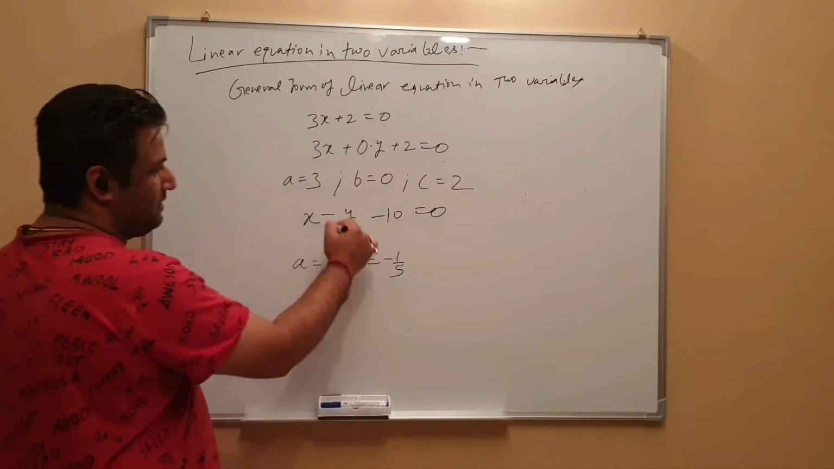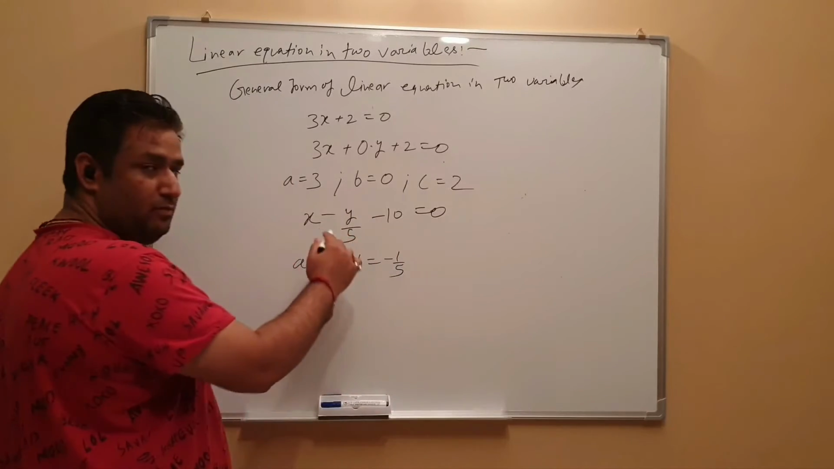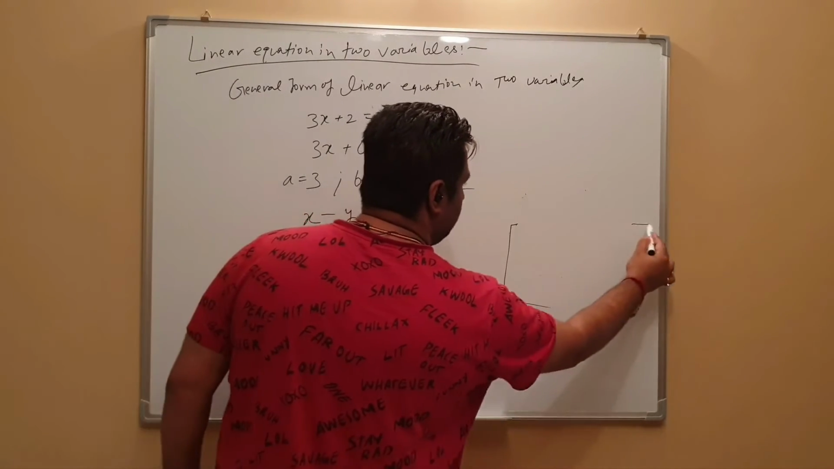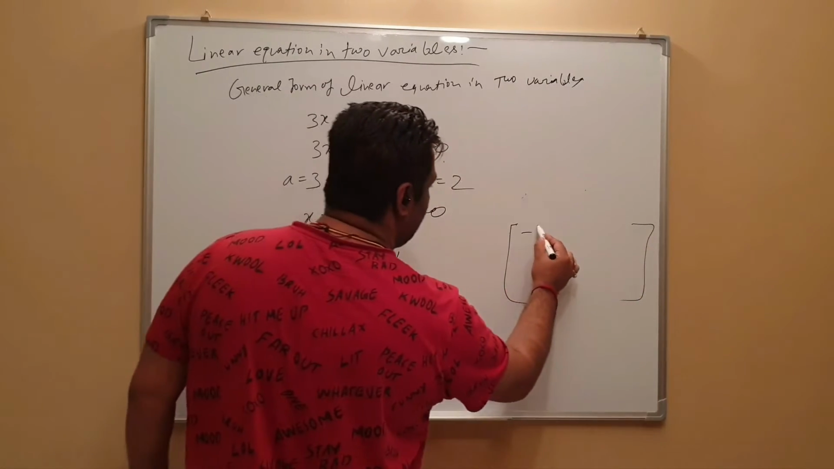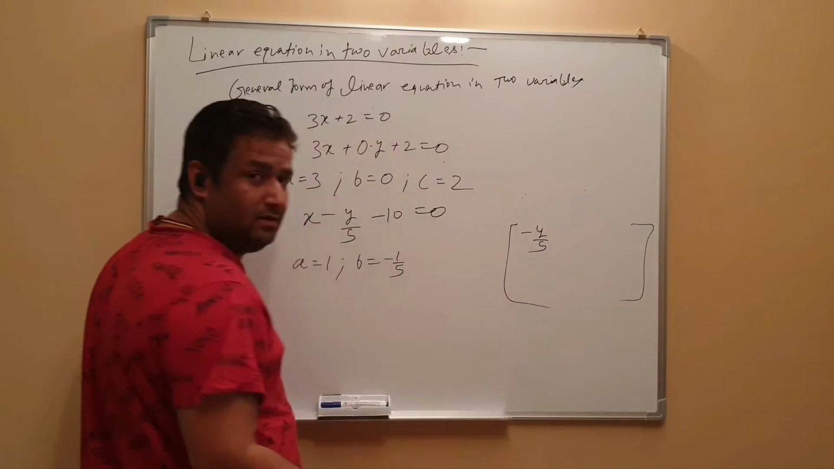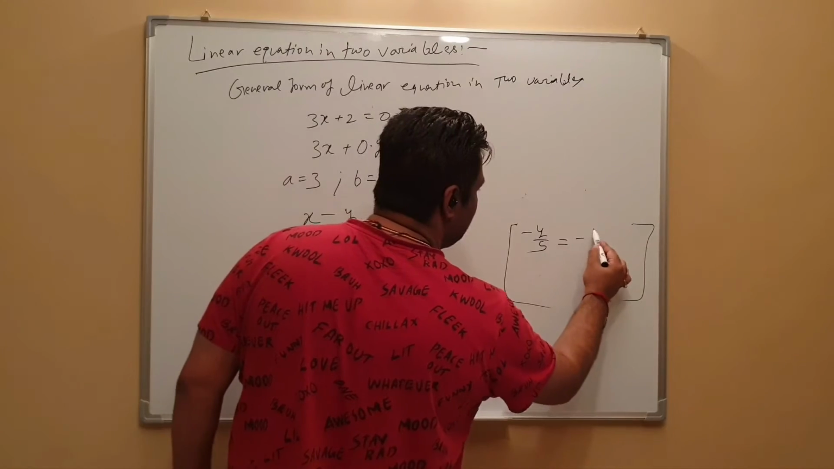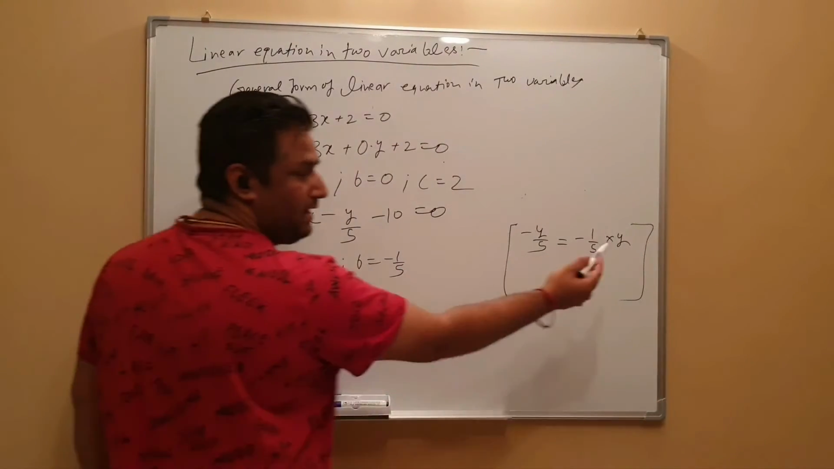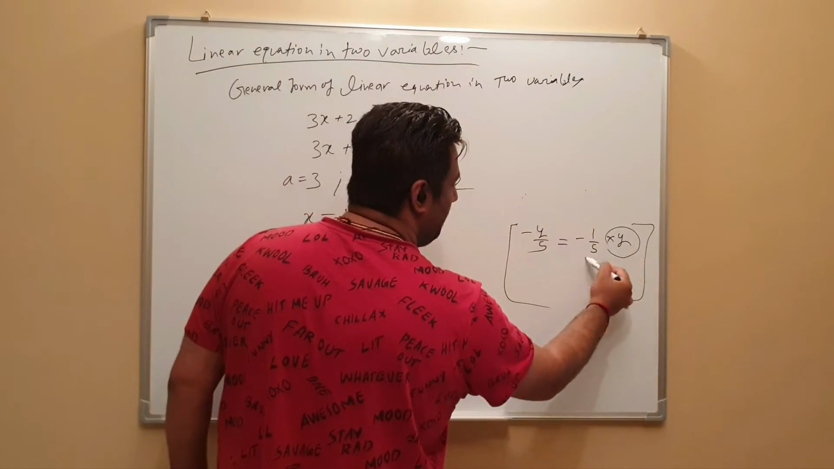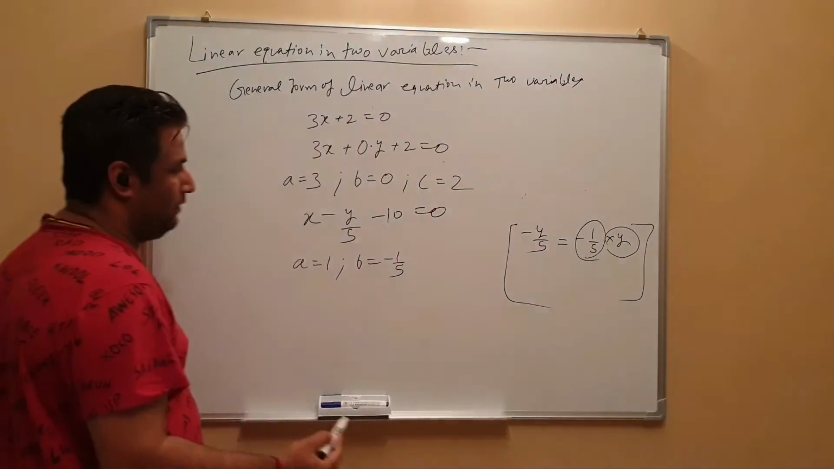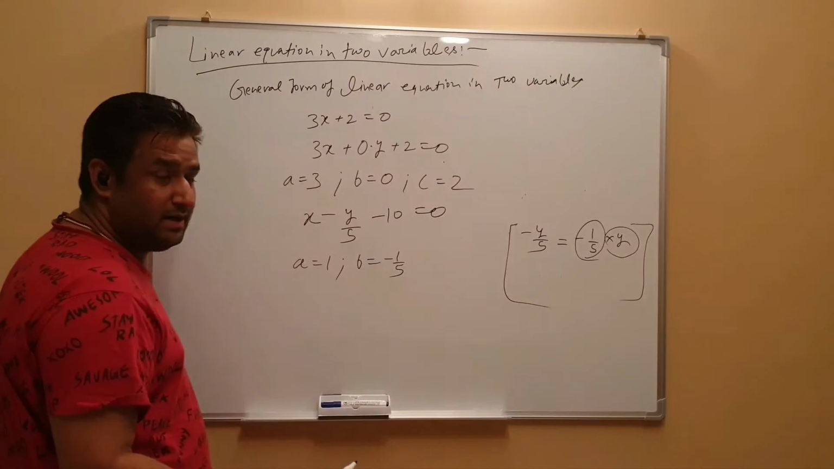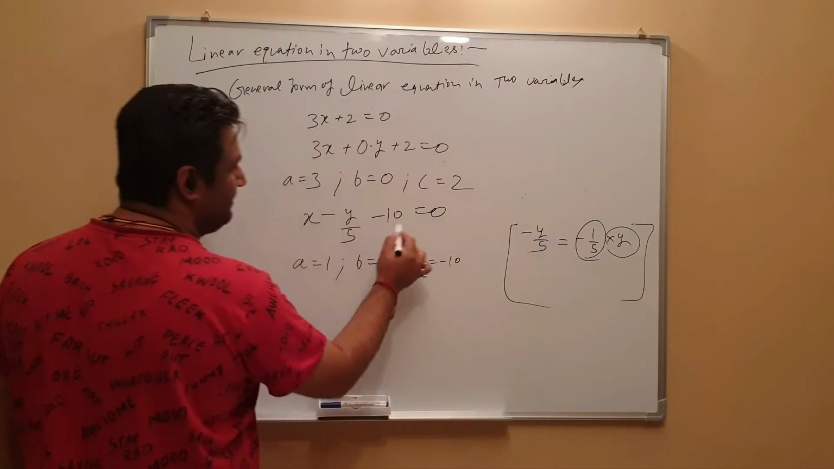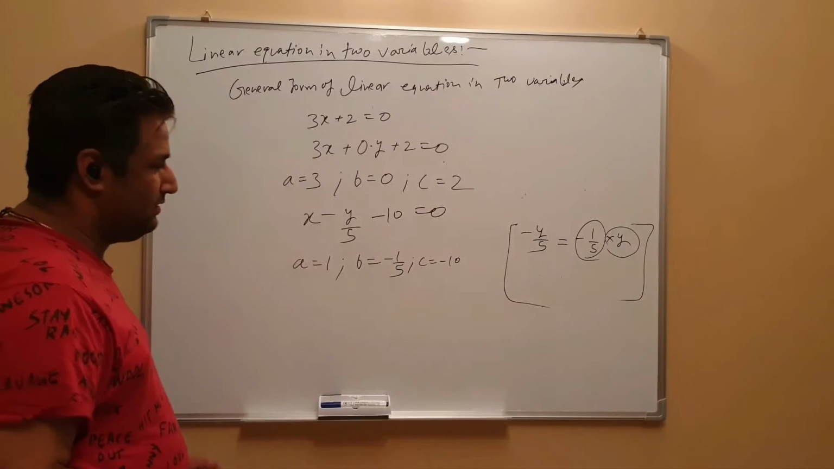Now I'll try to make you understand in a better way. If you see this very carefully, the term is negative y over 5, right? So it can also be written as negative 1 over 5 times y. Both are the same thing. So the multiple of y is negative 1 over 5. So obviously B is going to be negative 1 over 5 and C is going to be negative 10. So it is very simple.